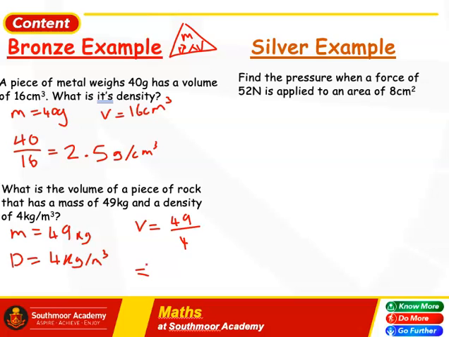So our volume, 49 divided by 4, is 12.25, and it's a volume of metres cubed.